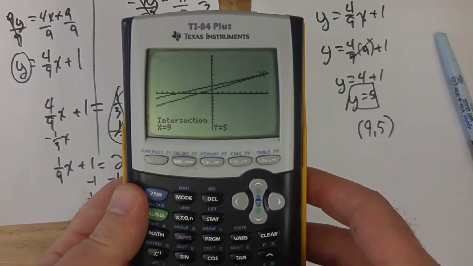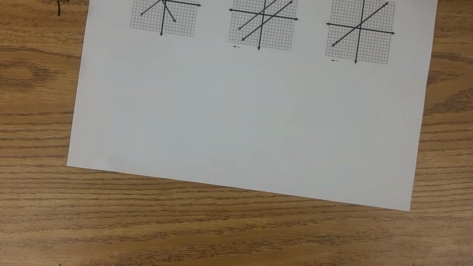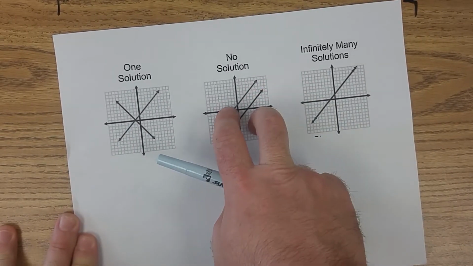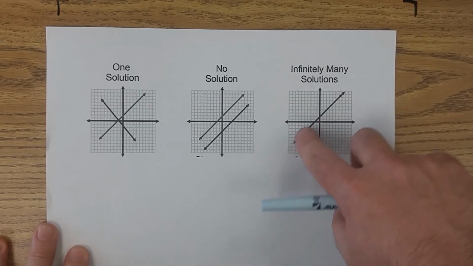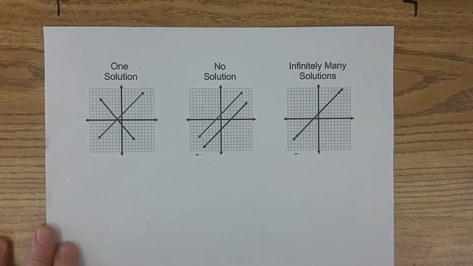Now in this example we had one intersection point. Keep in mind that if you graph this and get one intersection point, there's one solution. If the lines are parallel, they never intersect, so there are no solutions. And if the two lines are the same line, then they intersect everywhere, and that's an infinite number of solutions.